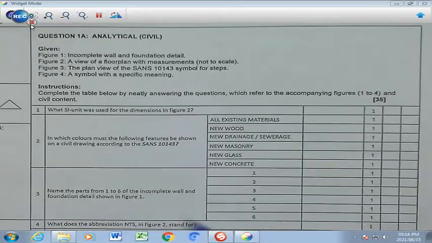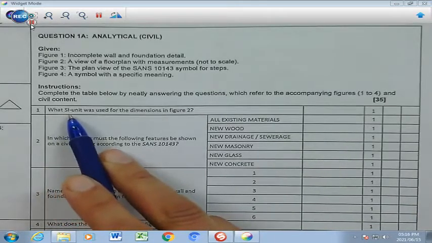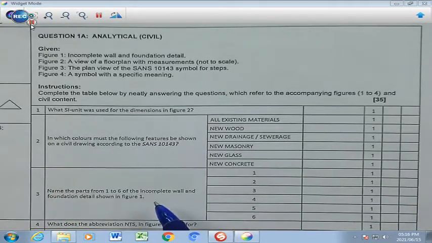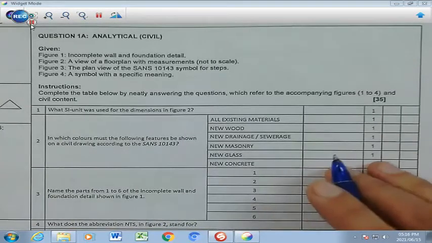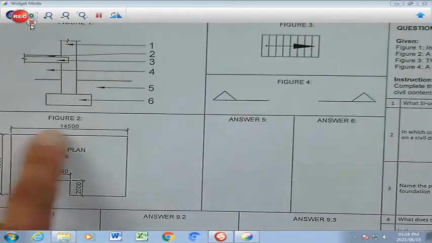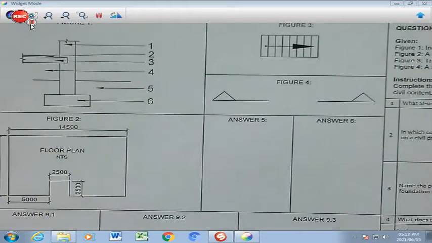So let's start with the first one. Question number 1. What SI unit was used for the dimensions in the figure? And that is going to be clearly millimeters. If we scroll across here, we're going to find that these are all in millimeters.